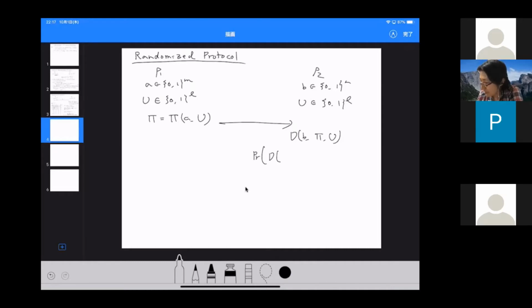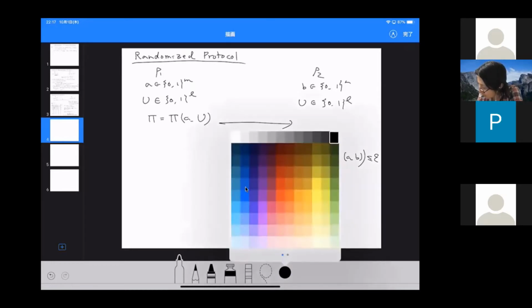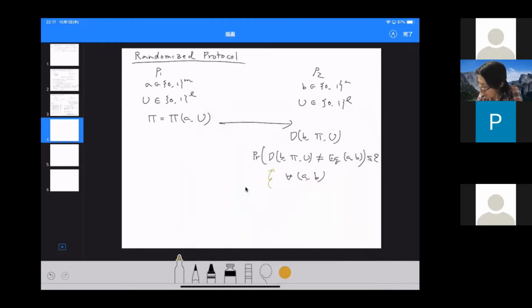Our requirement is that the disagreement of P2's output with the function is small for every A and B. This probability is with respect to the common randomness U. A and B are deterministic.